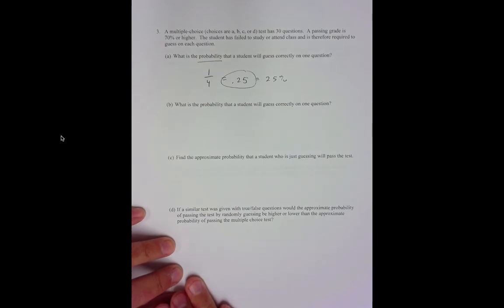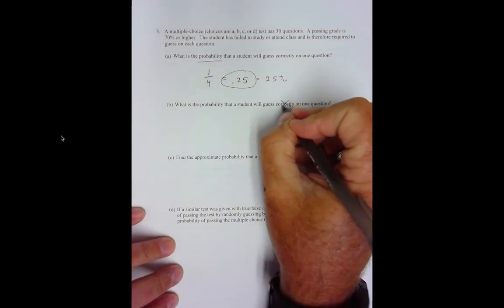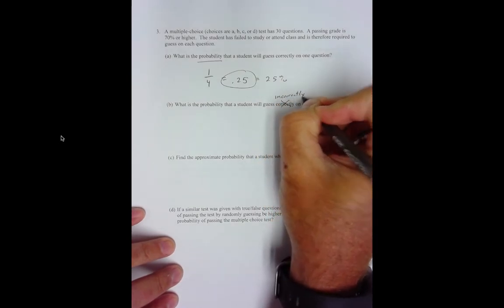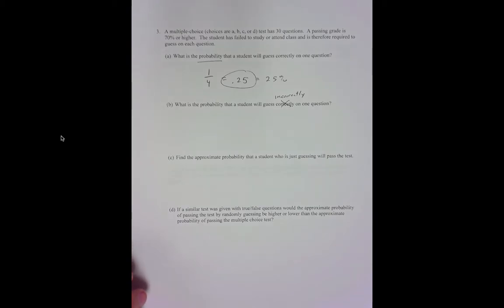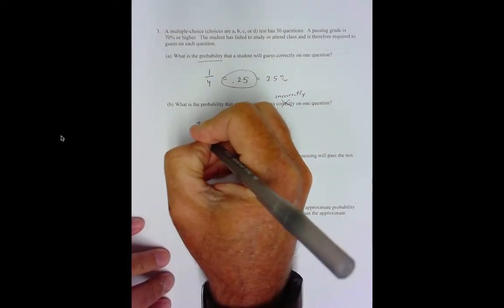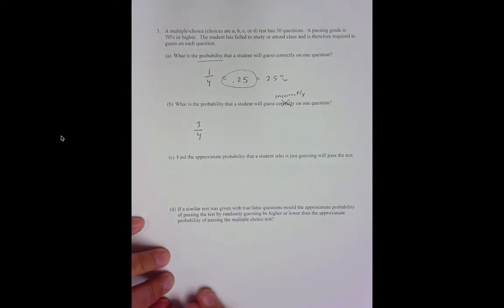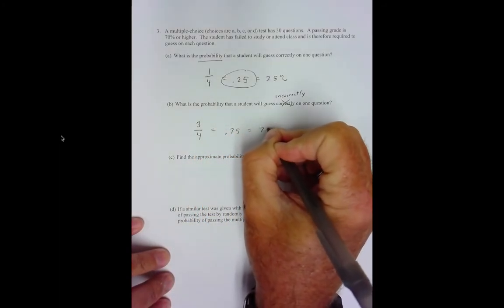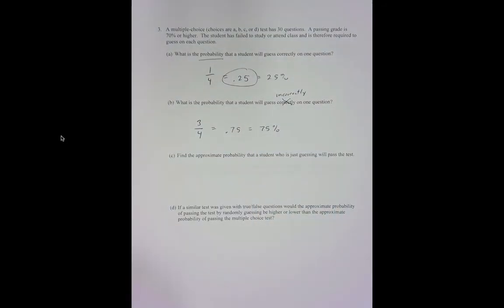What is the probability that a student will guess? Actually, guys, that's not what I intended to ask. I intended to ask incorrectly. Well, guys, there's 3 ways to get it incorrectly out of 4 possibilities. But you guys wished it would stay this easy, right?